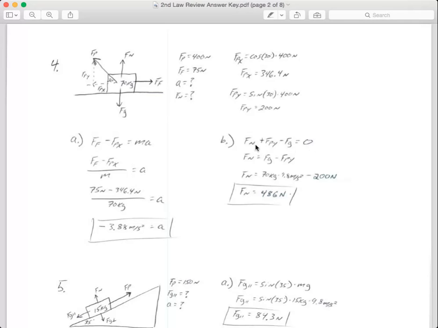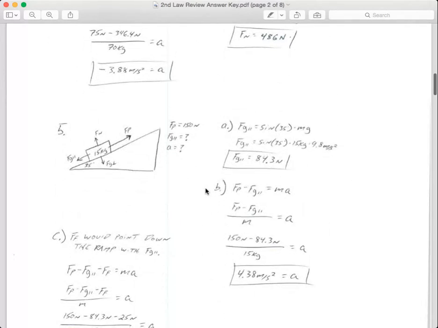Doing a little bit of algebra, I can solve for the normal force. I add gravity to the other side and subtract force of pull in the Y. Plug in my numbers. Gravity is 70 times 9.8 meters per second squared. And force of pull in the Y we solved for earlier, 200 newtons. And I get 486 newtons for the normal force.